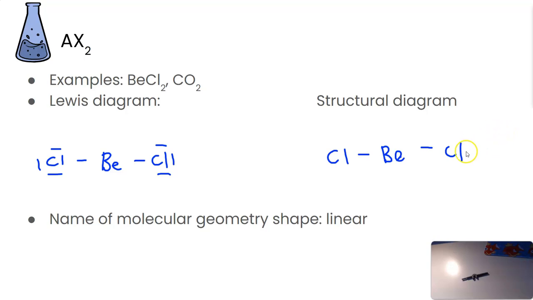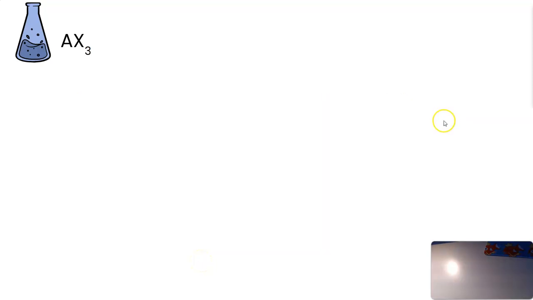And the angle, the bond angle, refers to the angle between going from one terminal atom to the central atom and then to another terminal atom. So if we're looking at this angle, there is 180 degrees between it, and so that's the bond angle. For AX3, you have 3 bonding pairs.